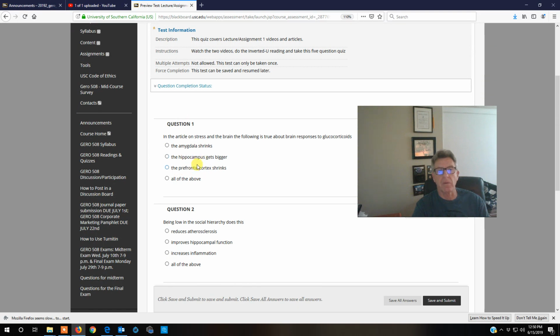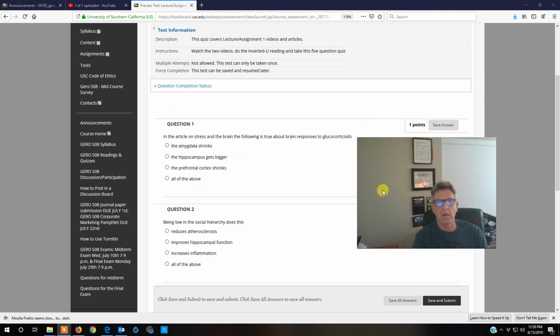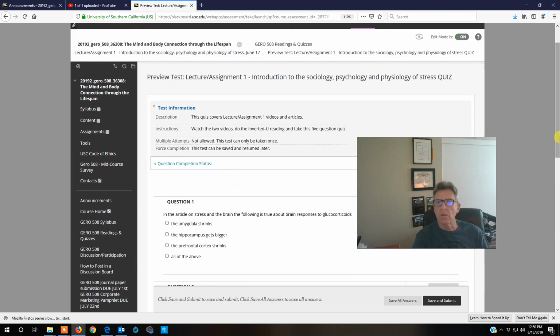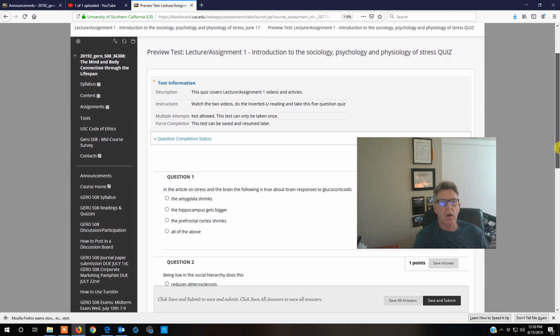The hippocampus, does it get bigger? Does this shrink? Does this shrink? So you have to ask yourself what goes on here. Which one's true, or is it all of the above? Remember, I just talked about that in the video. So you figure that out, and then you jump from there, take a deep breath, and when you feel like it, you go in here, to the discussion.